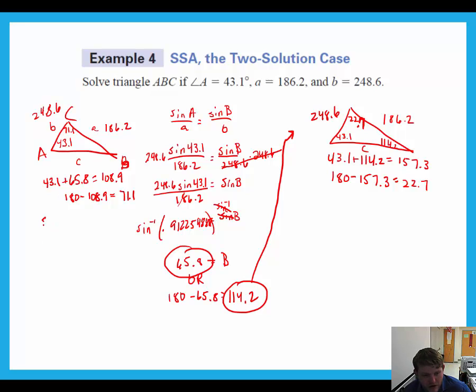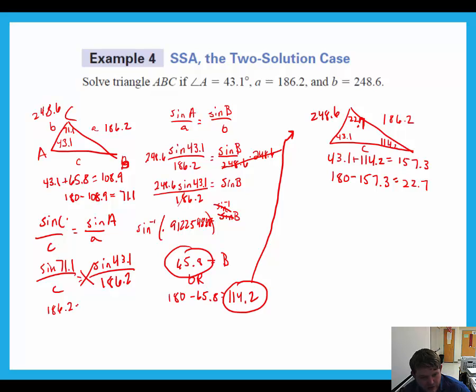We'll start over here. We'll do sine C over C is equal to sine A over A. I should have started with sine A over A, but that's all right. We can do it backwards. Sine C here is going to be sine of 71.1 over C is equal to sine of 43.1 over 186.2. We're going to cross multiply here to get that 186.2 sine 71.1 is equal to C times sine of 43.1, and we can divide by sine of 43.1 on both sides to get our answer.